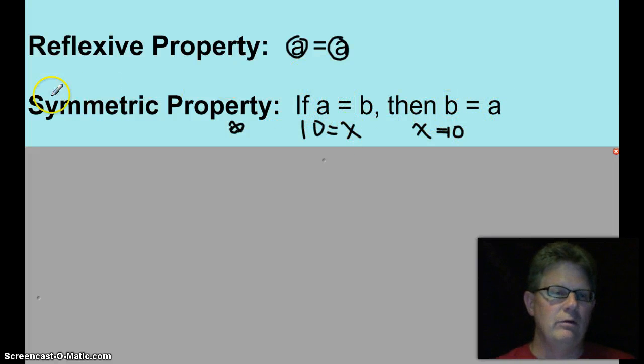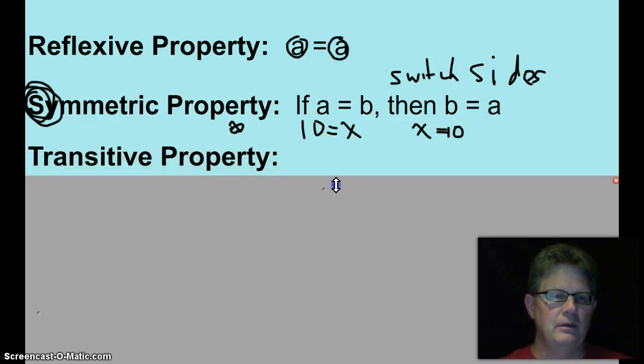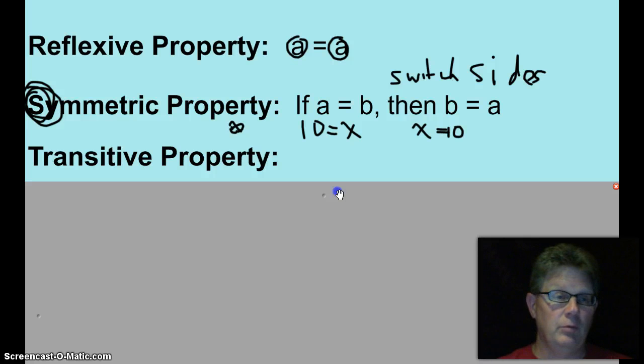And a great way to remember that is the symmetric property is the one that starts with an S. And what you're doing is you switch sides. So that is the symmetric property. If A equals B, then B equals A. And then the last property is the transitive property. See, I told you it was R, S, and T.